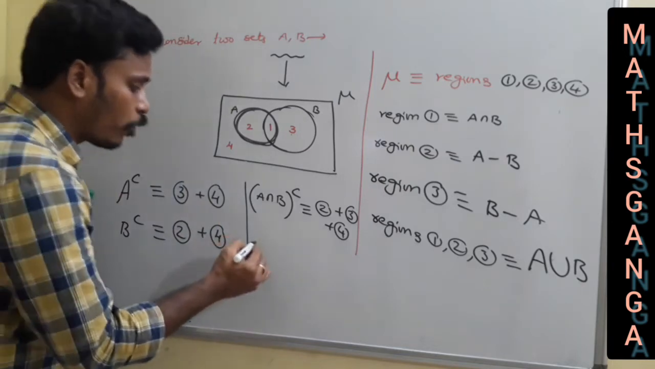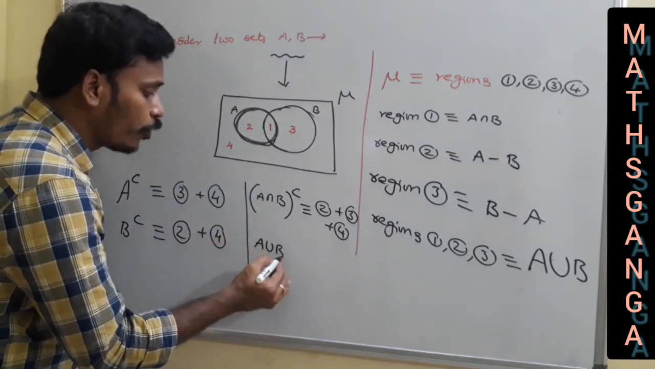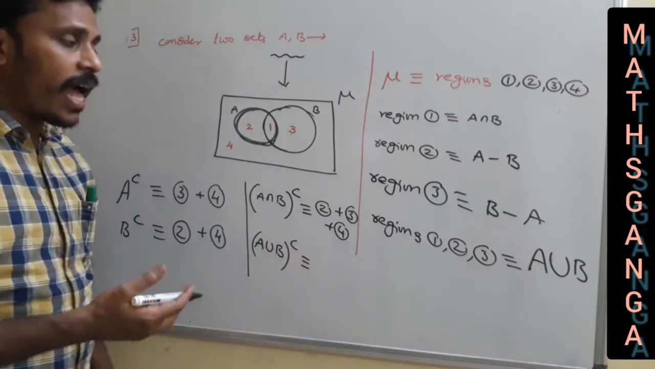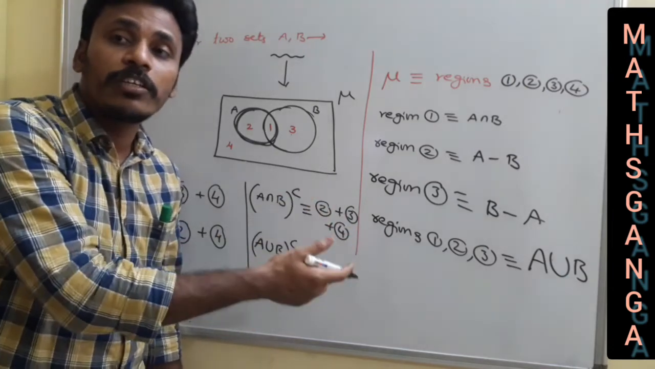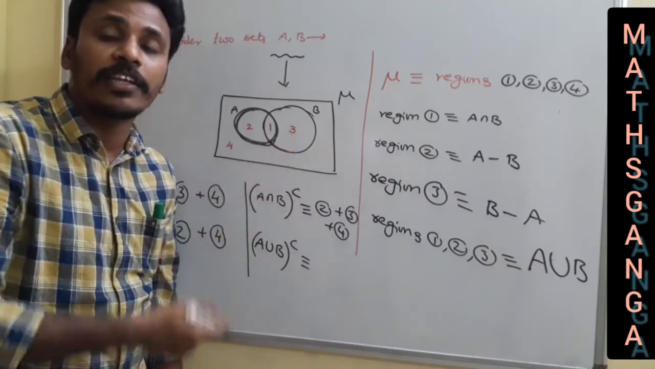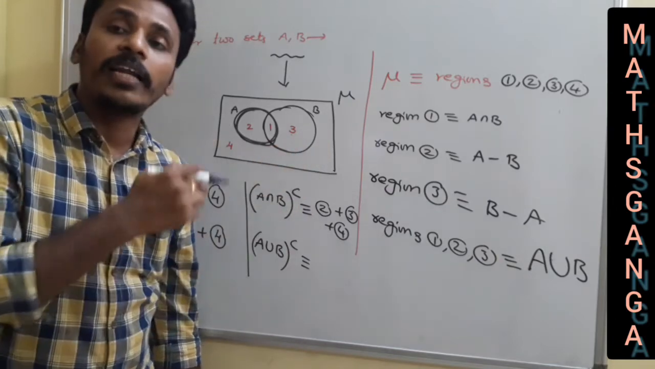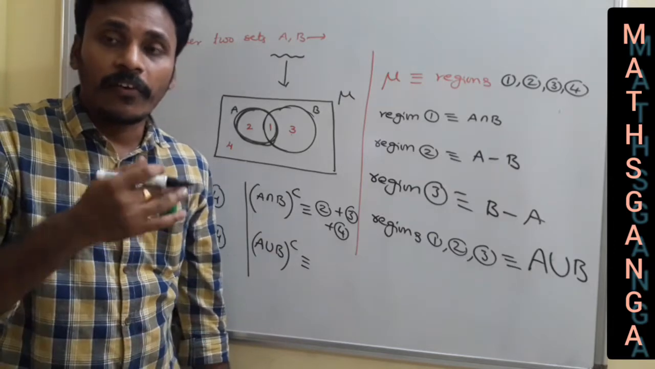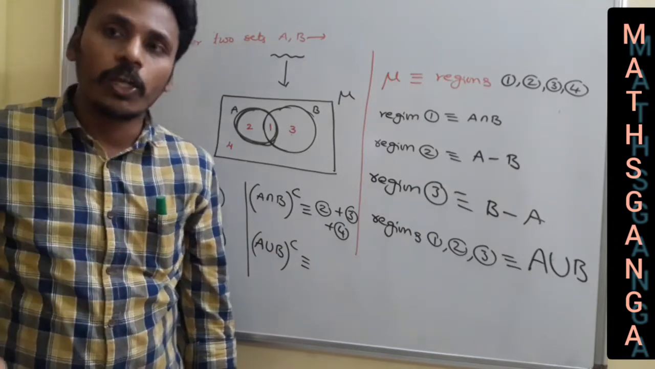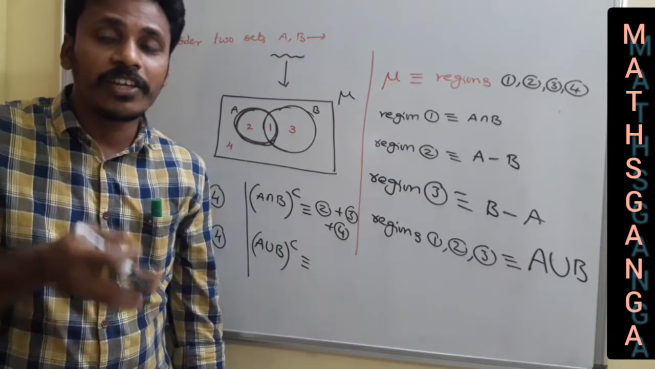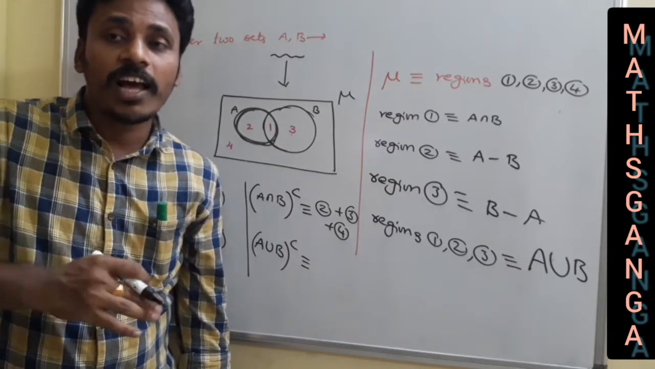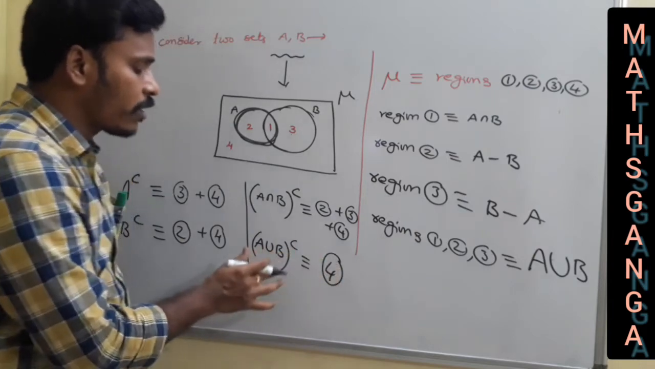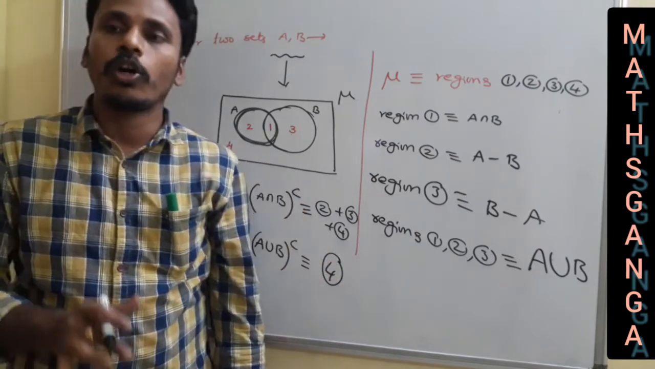Now think about A union B whole complement. What is A union B? As I mentioned, A union B is the sum of all the regions 1, 2, 3. Now I need to locate A union B whole complement, the region which is other than A union B. A union B is regions 1, 2, 3, and the region other than these is region 4. So region 4 represents A union B whole complement.